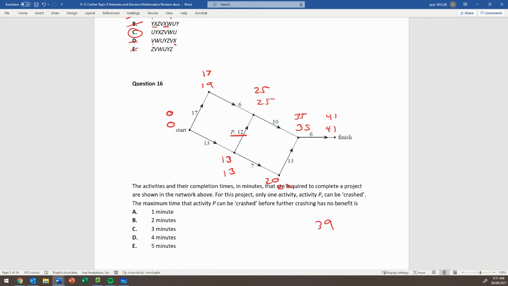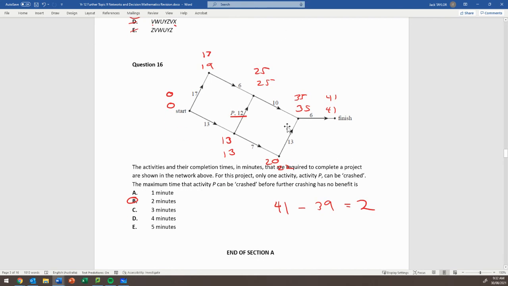Now, because the estimated completion time of the entire project was 41, and the next closest path is 39, it means that activity P can be crashed for 2 minutes. Any more than that will not have any benefit, because the project must take 39 minutes anyway. So the answer is B. All right, so that's it for the multi-choice. Hope some of that helped a bit.